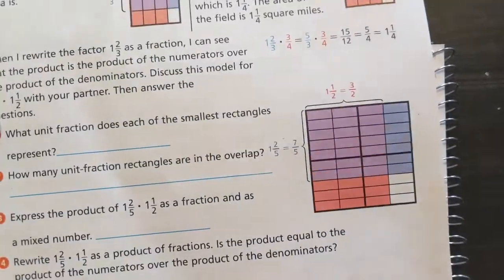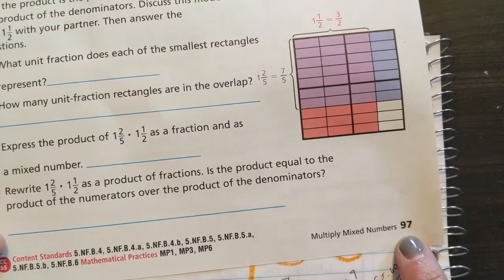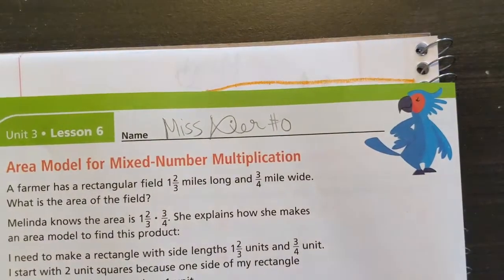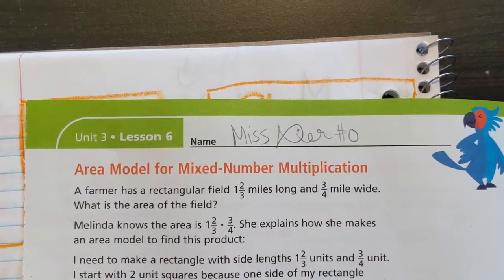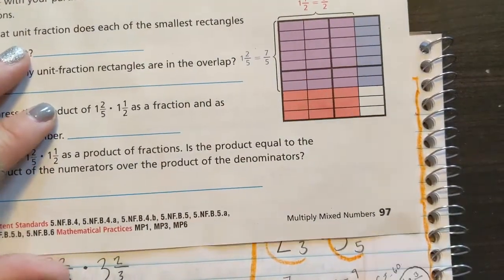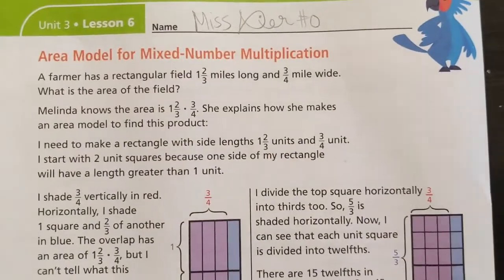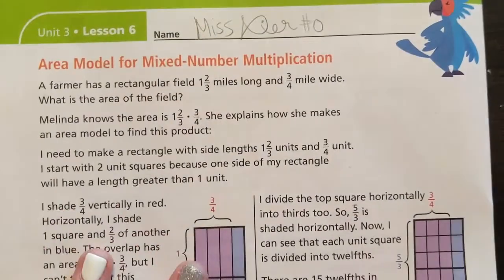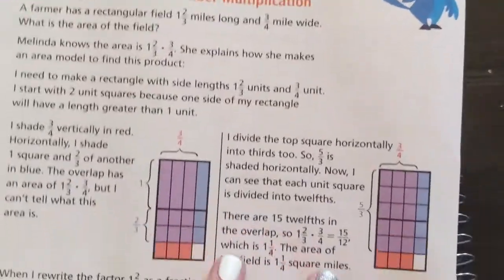Welcome back. I want you to go find page 97 in your math workbook and get your name and number on both sides. Push pause on the video until you find page 97. Okay, on page 97, we are going to be just talking about what they are modeling here.